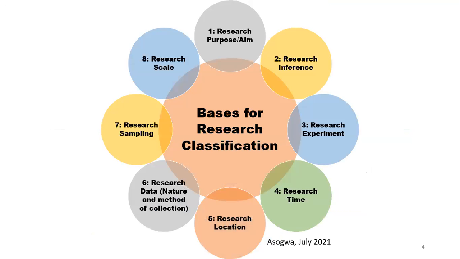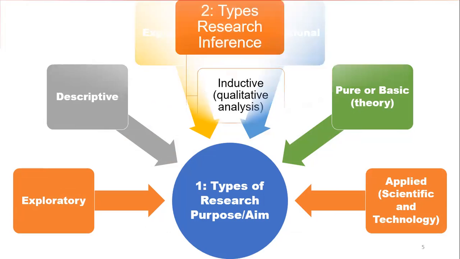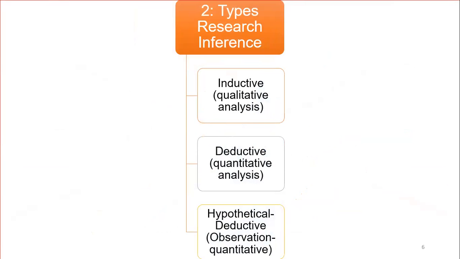Now, we go over to types of research inference. As we have said, this is based on how conclusions or opinions are drawn or generated. They are divided into three. We have the inductive, we have the deductive and hypothetical deductive.